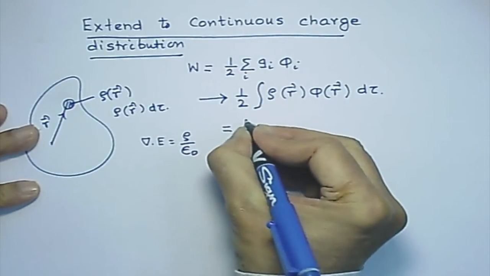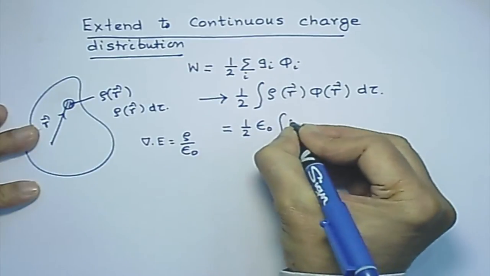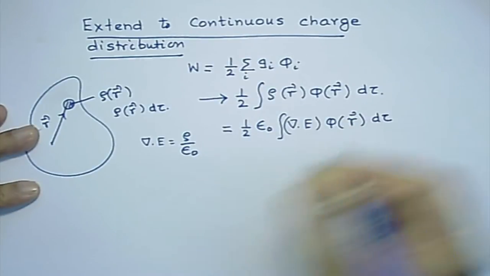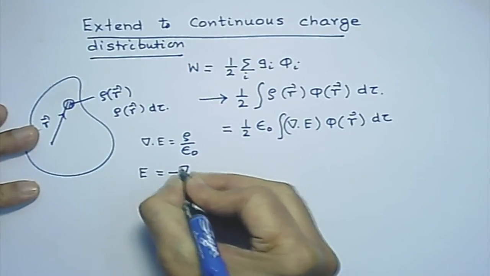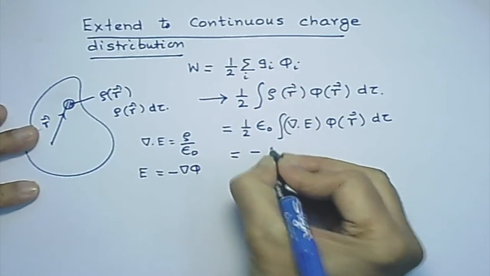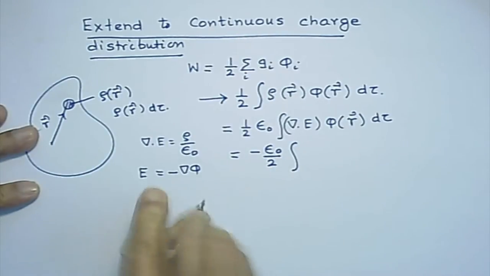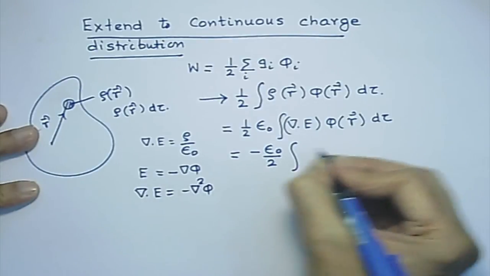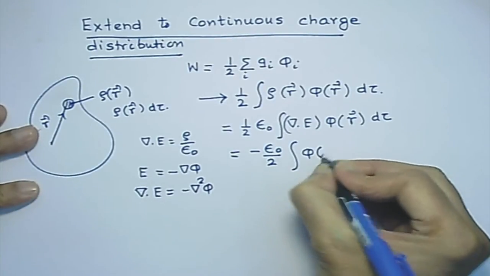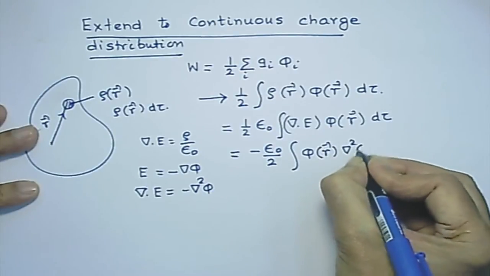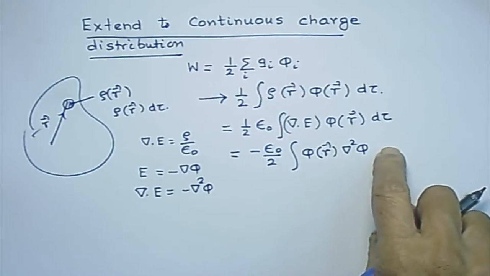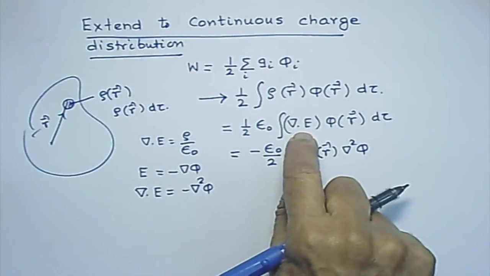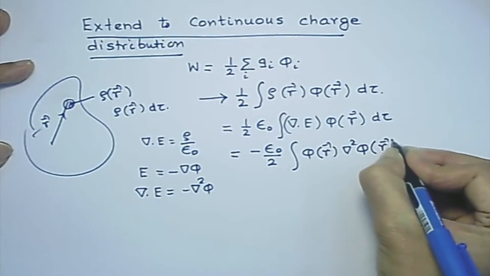Alternatively, this tells me that this quantity is half of epsilon 0 integral del dot E times phi of r d tau. But you remember E is nothing but minus gradient of the potential. So therefore, this is minus epsilon 0 by 2. So if E is minus grad phi, del dot E is minus del square phi. So I get it as phi, which I bring to the left hand side of this. You should be careful in doing such things, and I will tell you why, because if you put it on that side, somebody may assume you are doing del square of phi times phi, but that is not what I want. I want phi multiplied with the del square of phi. So this is what I got, d tau.